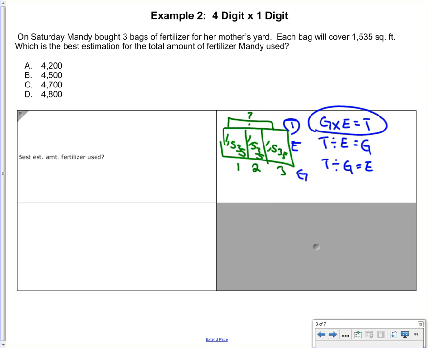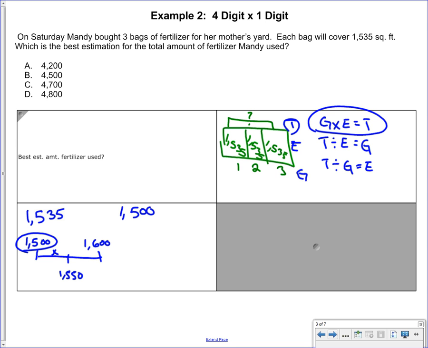Okay. So because we're estimating, is 1,535 closest to 1,500 or 1,600? Right here in the middle, 1,550. So it gives us 35. It's going to be somewhere in that neighborhood, which means it's close to 1,500. And as I said before, we don't round a one-digit number in a multiplication problem.